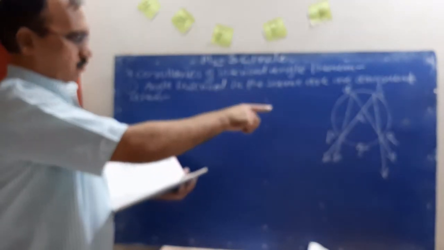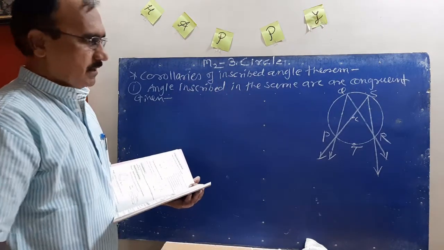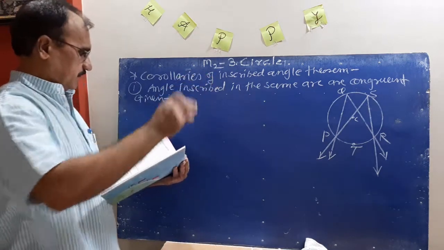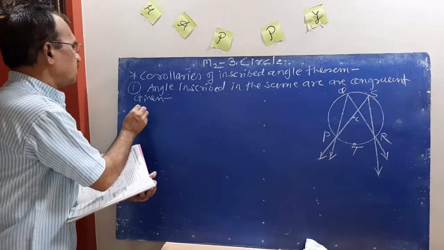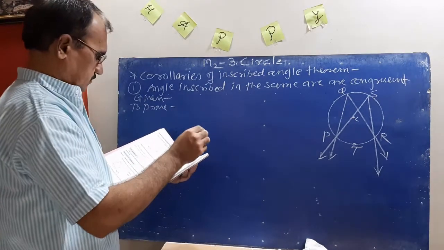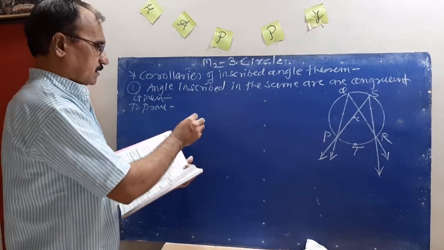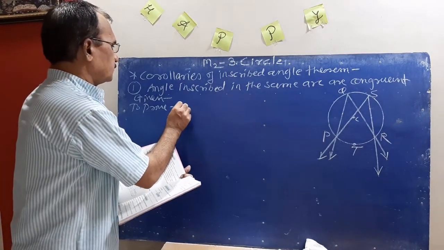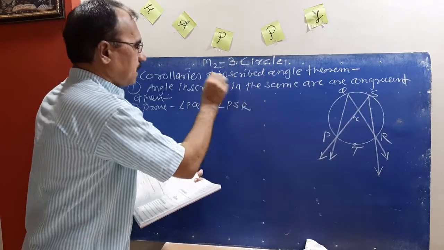What is given here? C is the center of the circle, angle PQR and angle PSR are the inscribed angles, and arc PTR is the intercepted arc. We can write the given from this figure. Then what is the way of proof? Angles inscribed in the same arc are congruent. Angle PQR is equal to angle PSR.